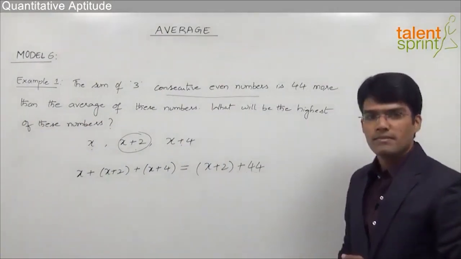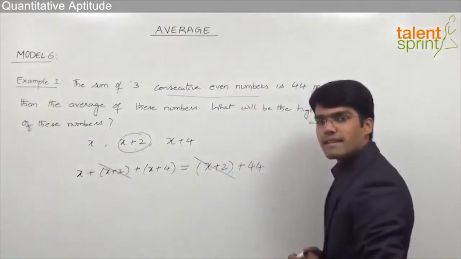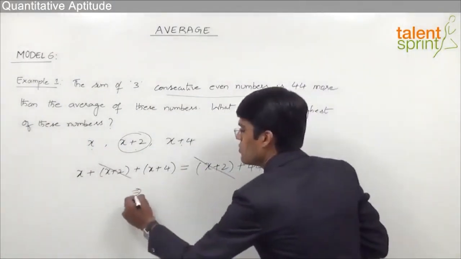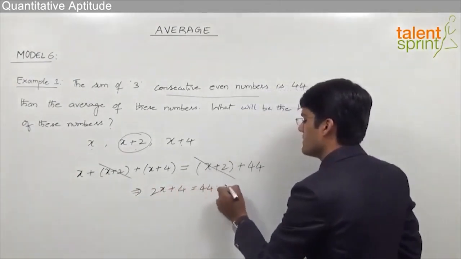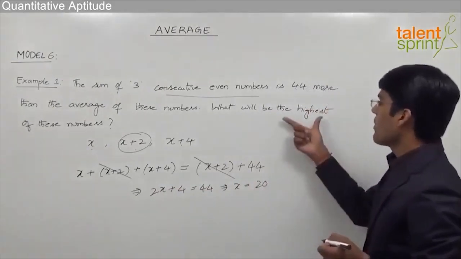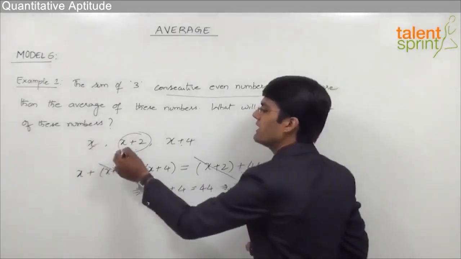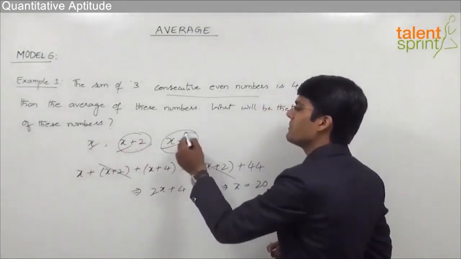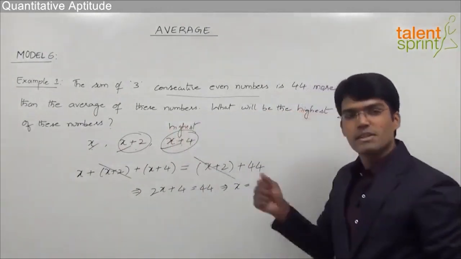Now by simplifying this equation, we get x plus 2 gets cancelled and we have 2x plus 4 equals 44, from which we can say x is equal to 20. And the question is, what will be the highest of these numbers? Very clearly, out of these three consecutive numbers, the highest number is x plus 4. So we are supposed to find out what is x plus 4.